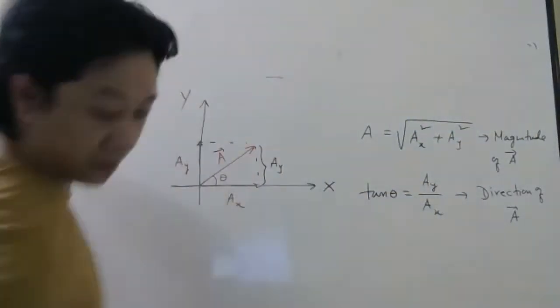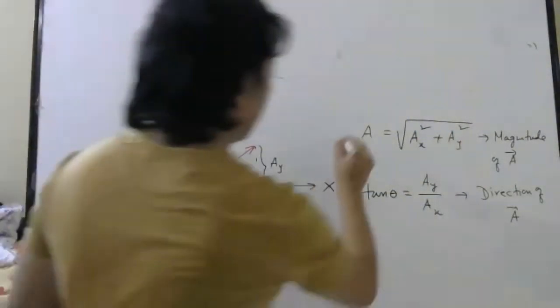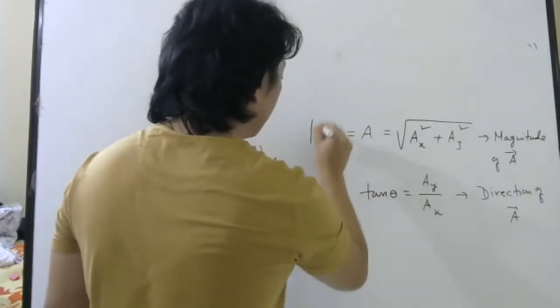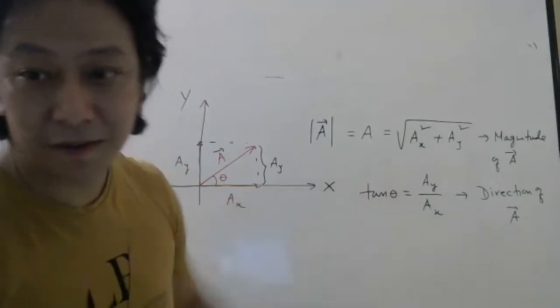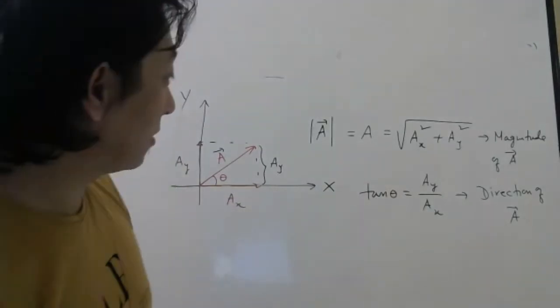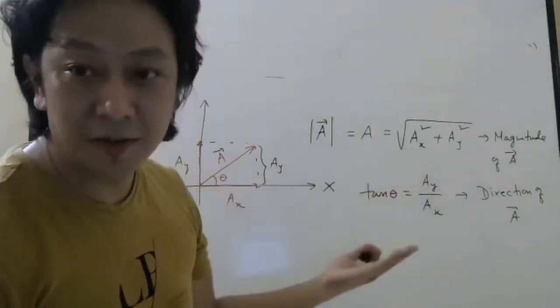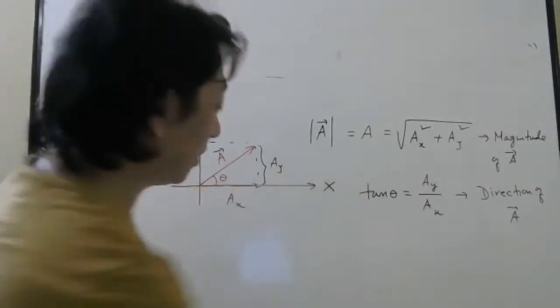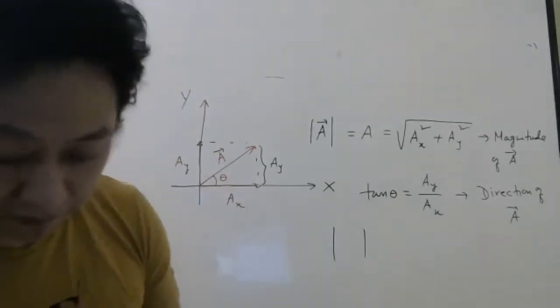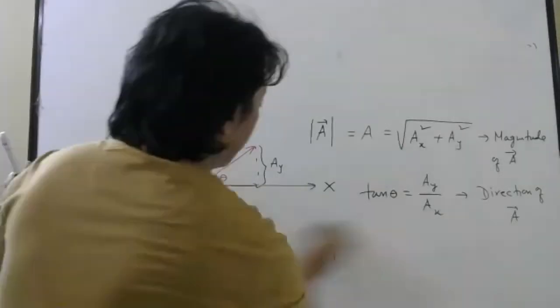By the way, students, in some textbooks you may see it written like this. Don't worry, I can write like this also. It is the same thing. Yes or no? Because a means what? Magnitude of a bar, and magnitude we write as modulus. Okay.